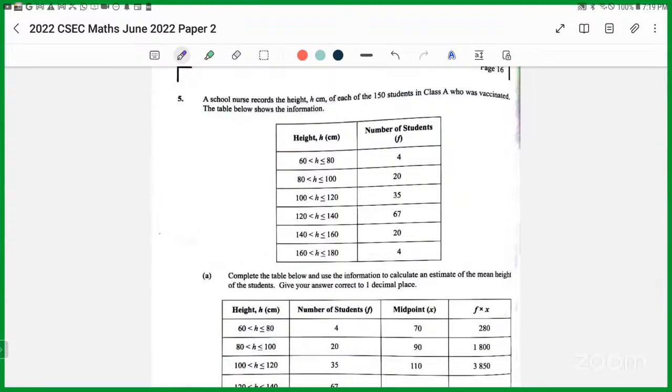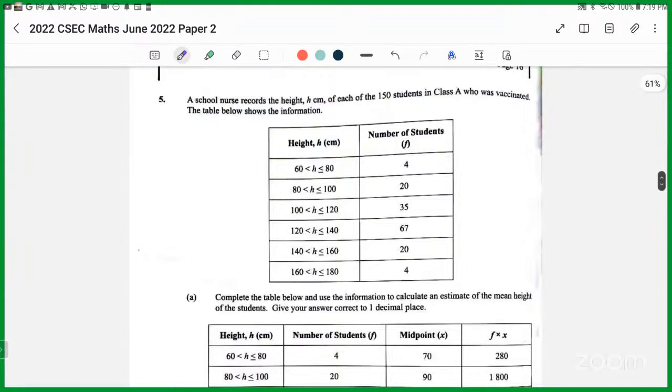All right, good. It says, a school nurse records the height, in centimeters, of each of 150 students in class A who were vaccinated. The table below shows the results. So this is 150 students. I want to put 150 down so don't forget, right? The total students, 150. So this is supposed to add to 150.